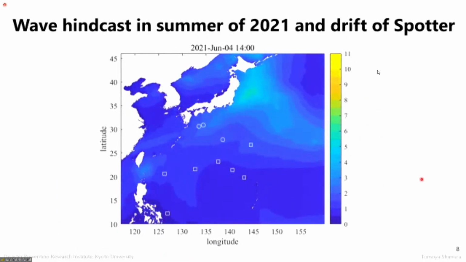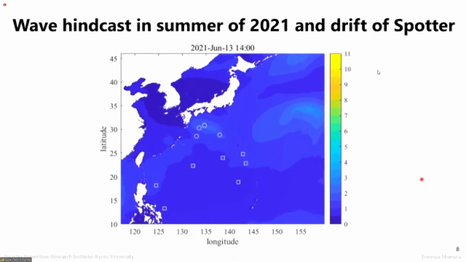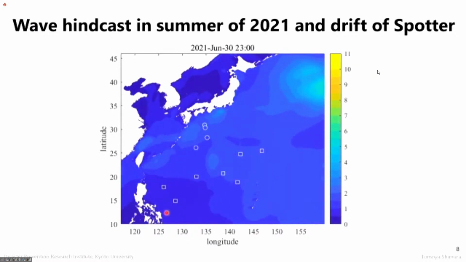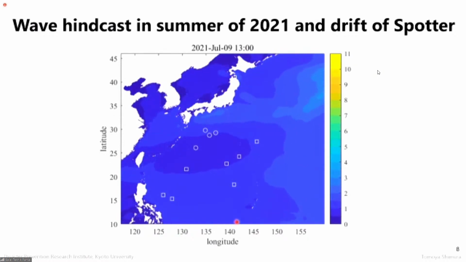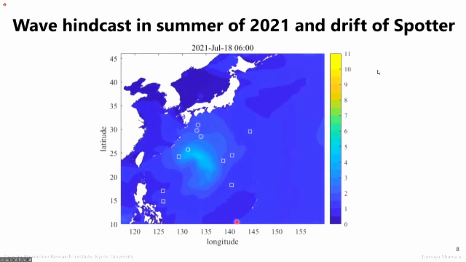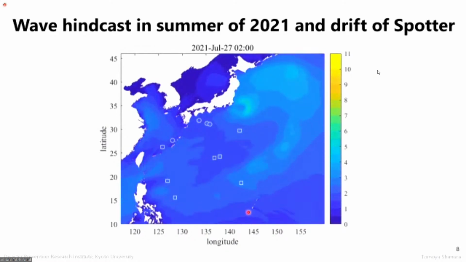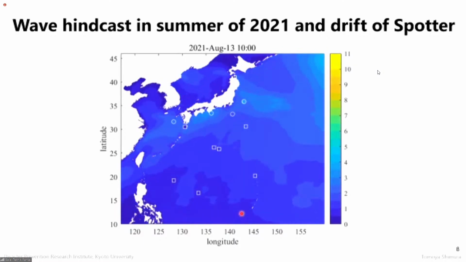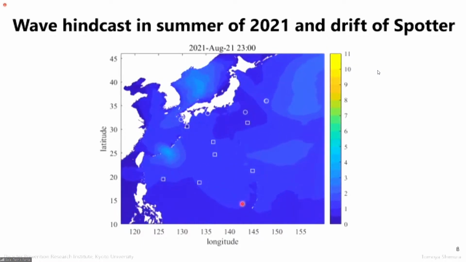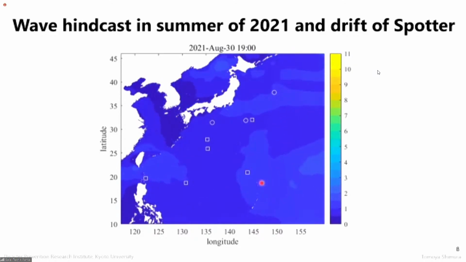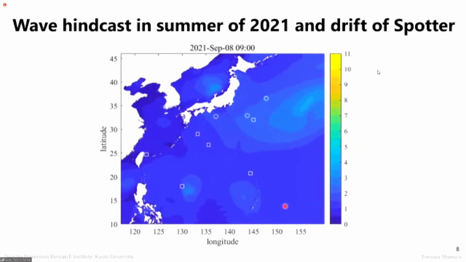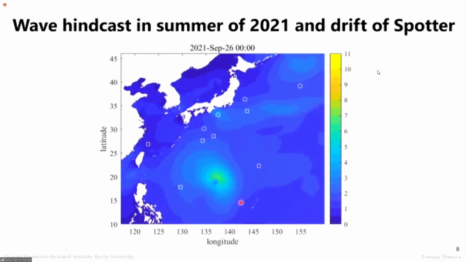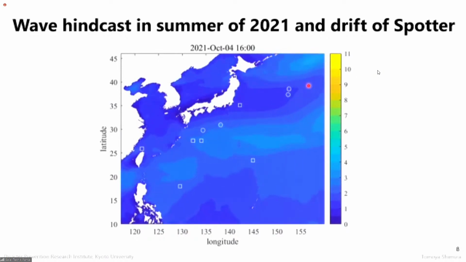Then we overlapped our wave hindcast in summer of 2021. These are the locations of the Spotters. Maybe soon a typhoon will pass over here. Here is one typhoon, and this one is the biggest one in 2021.